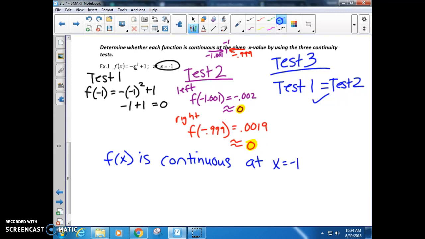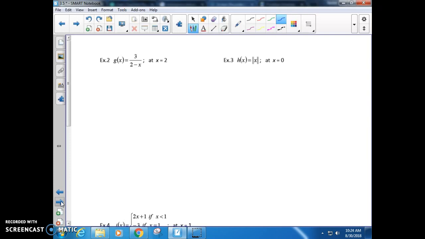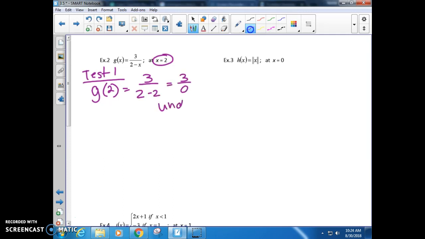Alright? And we're going to move to the back. We have 3 more examples on the back. So example 2. The first thing it's asking us is, is it continuous at x equals 2? So test 1 is that we've got to see if it is actually defined at 2. So g of 2, we're going to plug that in. 3 over 2 minus 2, which I get 3 over 0, which means it's undefined. Okay, so it's not defined, which means it's discontinuous at x equals 2.